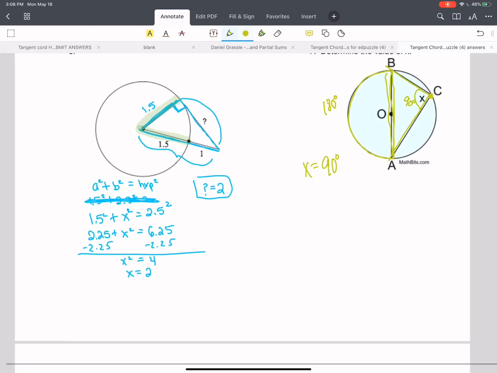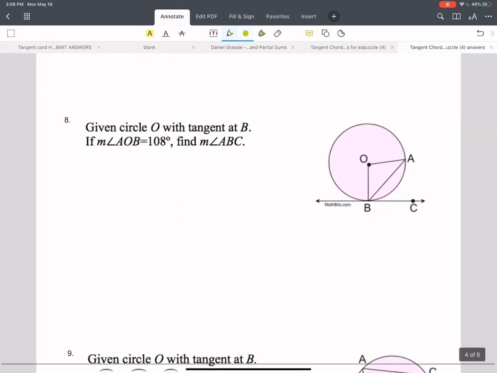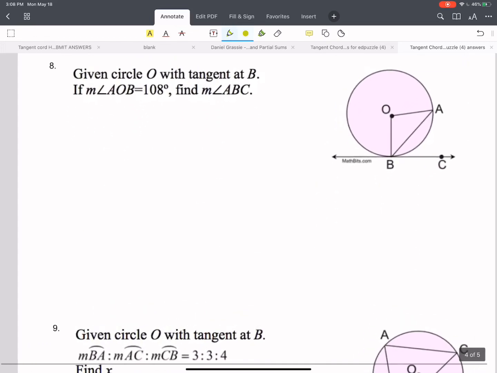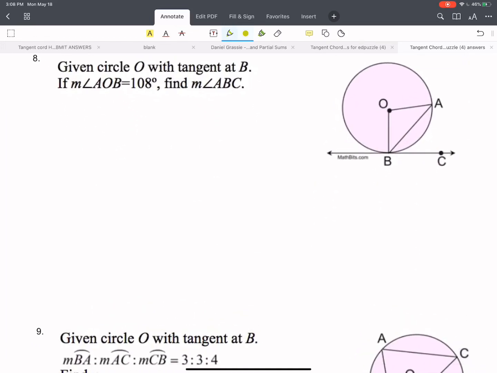All right, let's keep going. Last two. So they have angle AOB is 108 degrees. You can kind of see it in there, right? And they said find the measure of ABC. ABC, that's this angle right here. Ooh, that looks like a tangent chord. It is tangent. Well, that's the chord part, and this is the tangent. So I need this angle.